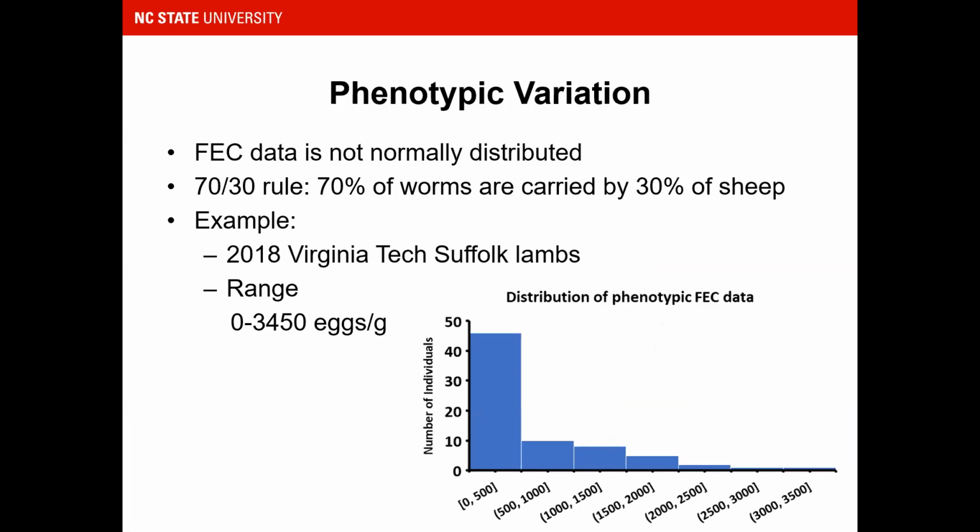Fecal egg count is not normally distributed. In general, it follows a 70-30 rule. So 70% of our worms are carried by 30% of our sheep. Below this graph here is a distribution of just the raw fecal egg counts from the Virginia Tech Suffolk flock in 2018. Those fecal egg counts range from 0 to about 3,500 eggs per gram. You can see a majority of the sheep have fecal egg counts between 0 and 500. Majority of the sheep will have what we consider just a low infection. But there's also individuals that are quite a bit more infected. So there's quite a range there. And there's opportunities to select within that population.